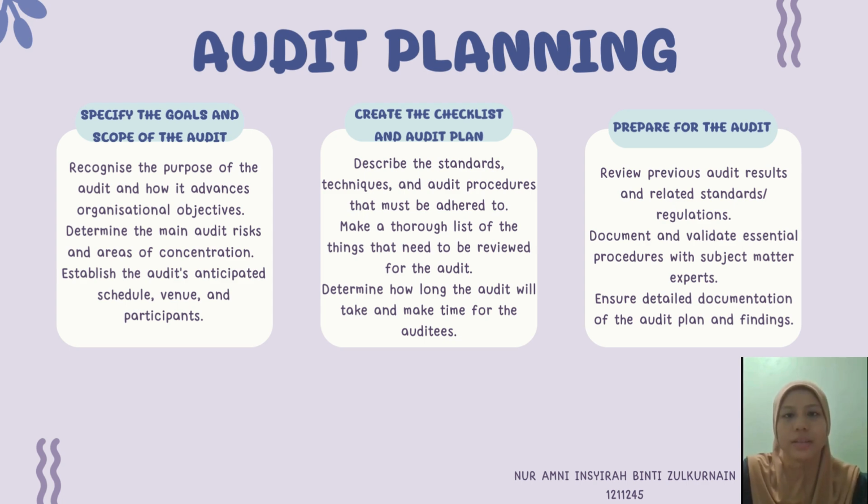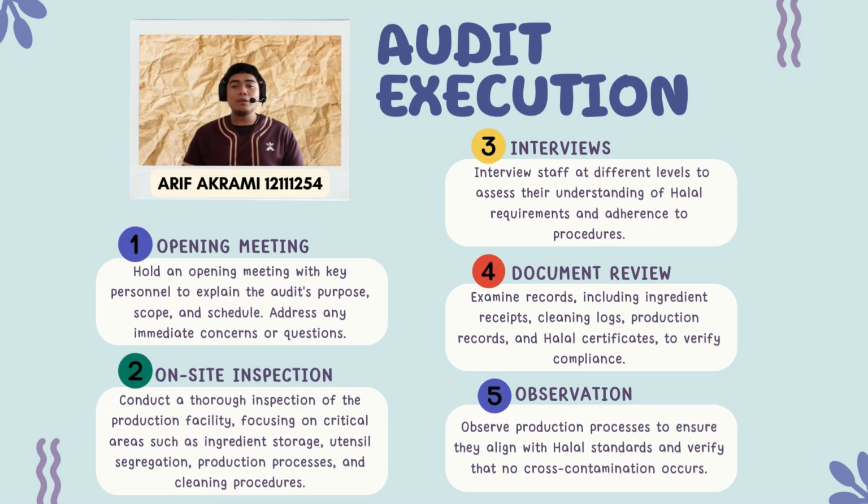For audit planning, the first step is to specify the goals and scope of the audit. To further the organizational goals, the overview of the auditing procedure must be provided. Next, for checklists and audit plans, standards, methods, and procedures that are required will be included, along with an extensive list of items that need to be reviewed. Lastly, the audit preparation process includes going over previous outcomes and standards, consulting with specialists to validate methods, and painstakingly recording each step.